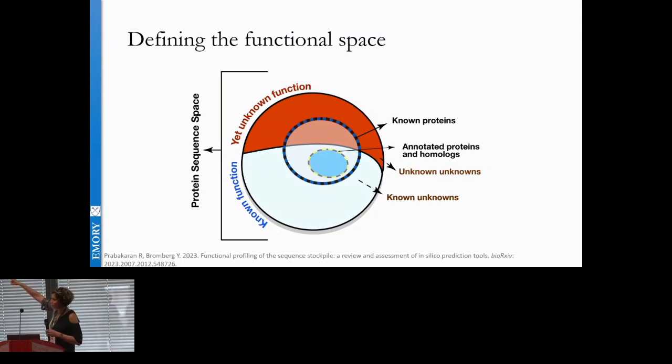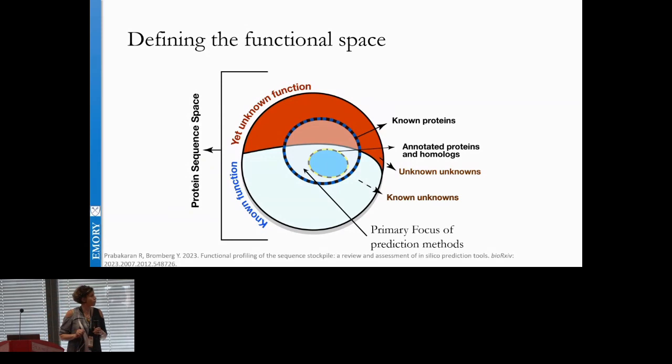Okay, and so here's the fun part of this. This little circle in the middle is the annotated proteins, whether by homology or because someone actually did the experiment. And where most of the protein prediction methods focus is that space over there, right? So we're going to predict the proteins that we know exist, and we're going to try to annotate the function that we know exists, right?